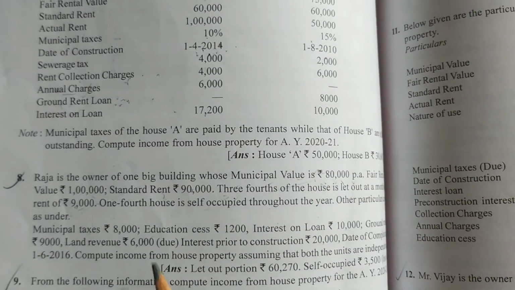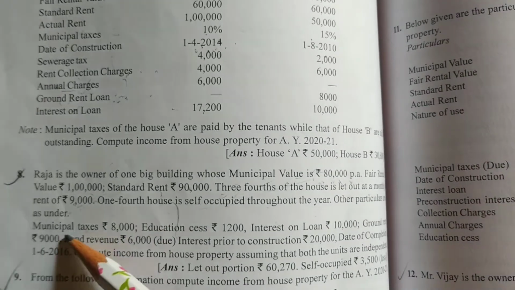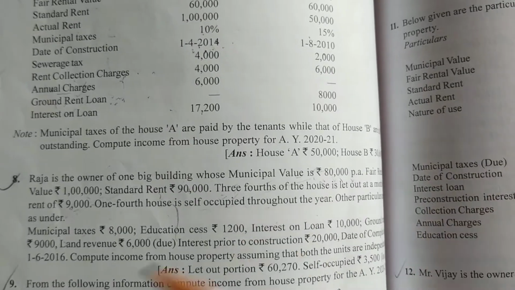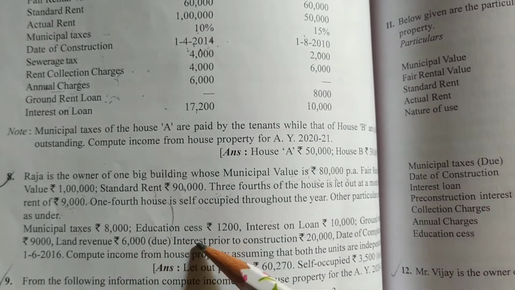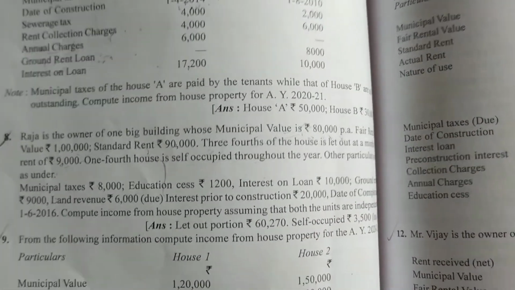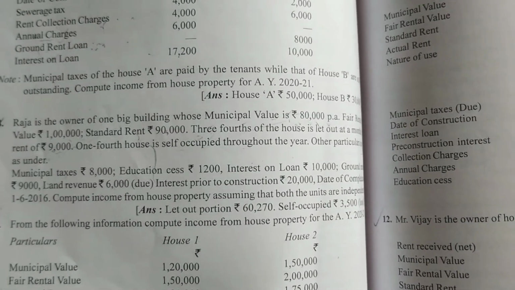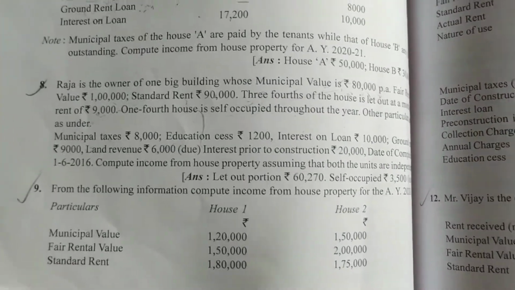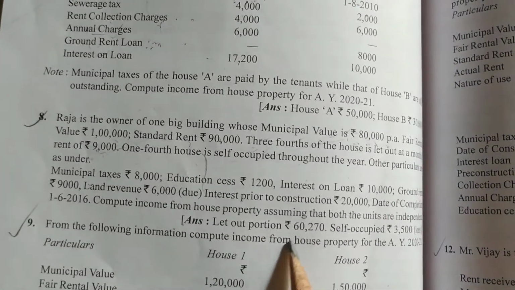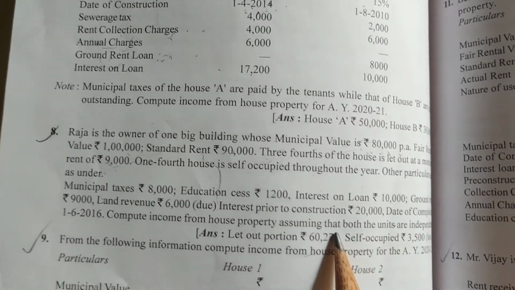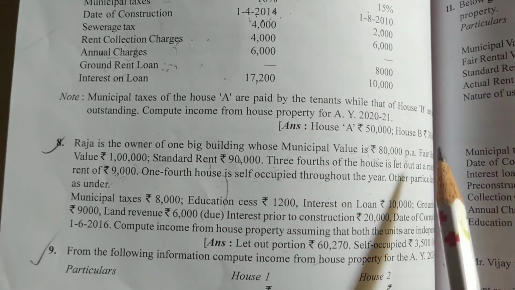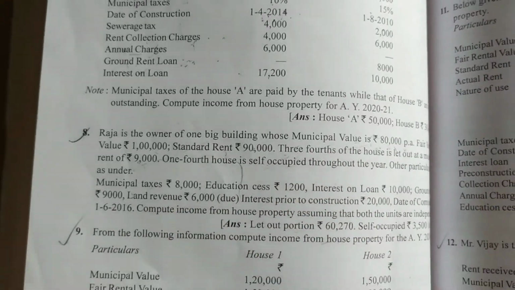Other particulars are as under. So municipal taxes is given, education cess is given, interest on loan is given, ground rent is given, land revenue is given, interest prior to construction 20,000 is given. Date of construction is 1st June 2016. This is also given. What he asked: compute income from house property assuming that both units are independent. So he is asking you to find out income from house property, let out and self-occupied. He is saying both the units are separate.